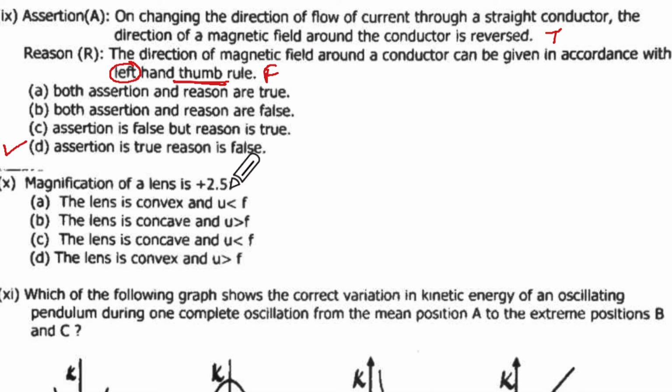Magnification of the lens is plus 2.5. Now here they play with this with lots of variety they can give you. M is equal to I upon O, which is equal to V upon U, equal to plus 2.5. Okay, now remember your object is always upright, means positive. Now this is plus, so image also has to be positive, means image is upright.